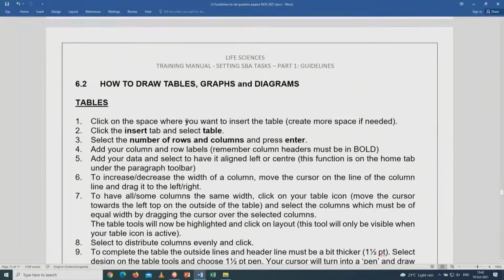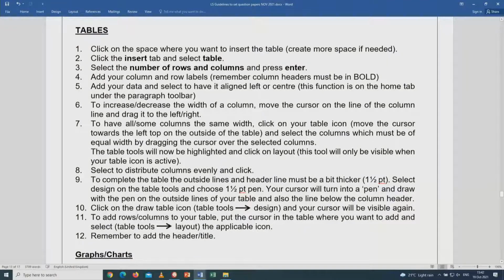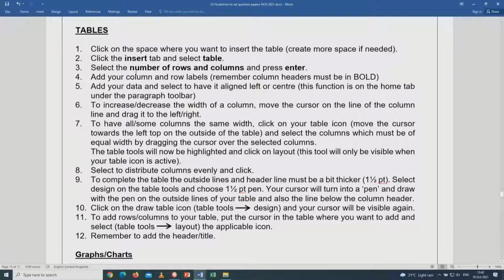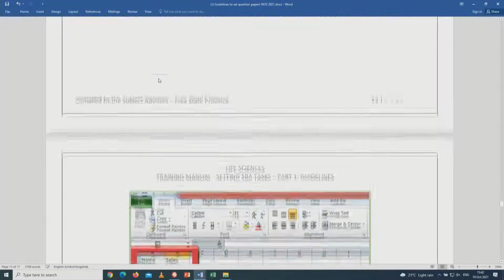In the things that you're going to receive tomorrow, in the guidelines for setting papers, there is a part at the end on how to draw tables, graphs, and diagrams. And then there are descriptions and explanations. Look at it, use it, go through it. The only way you will master these things is to play with it, use it in your papers and documents. So take another document, play with it, delete it, undo it.